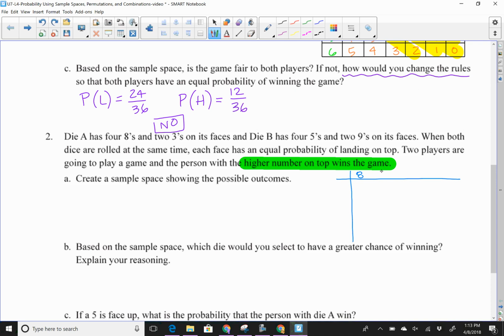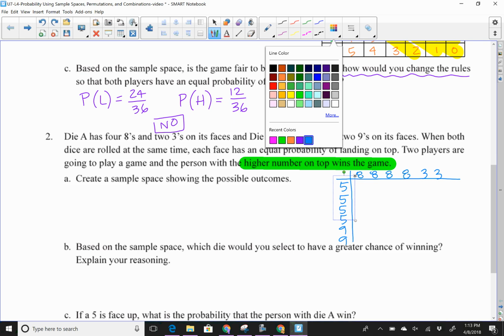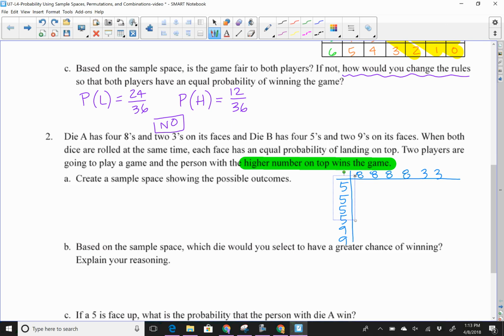So I'm going to go 1, 2, 3, 4, 4 8s and 2 3s. And the other one had 4 5s, so 1, 2, 3, 4, and 2 9s. Okay, so now when I figure out, this time when we're looking at the intersection of these two things, the one with the higher number on top wins. This was die A and this was die B.